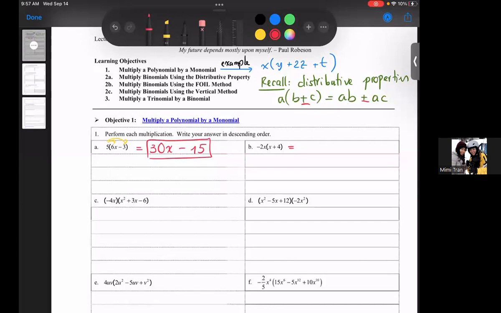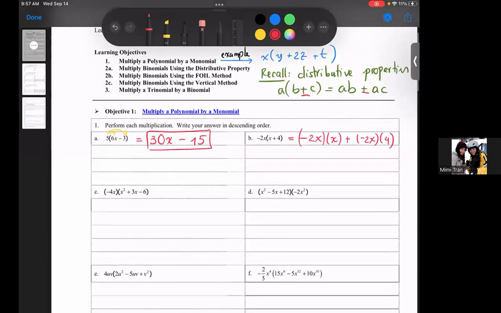Yeah, minus 8. So let me do it slowly. Negative 2x times x plus negative 2x times 4. I'm just doing it slowly. So negative 2x times x is negative 4x squared. I'm sorry, negative 2x squared. Yes. And then plus and minus become minus, so minus 8x.